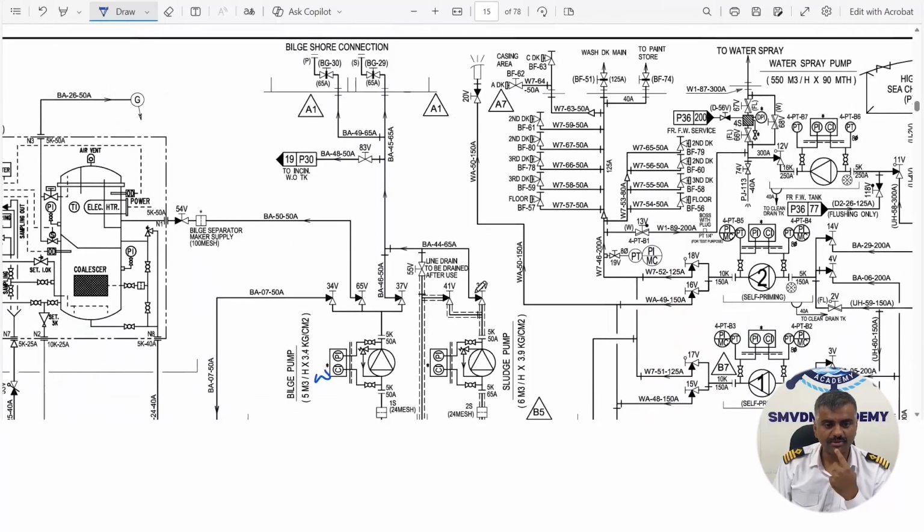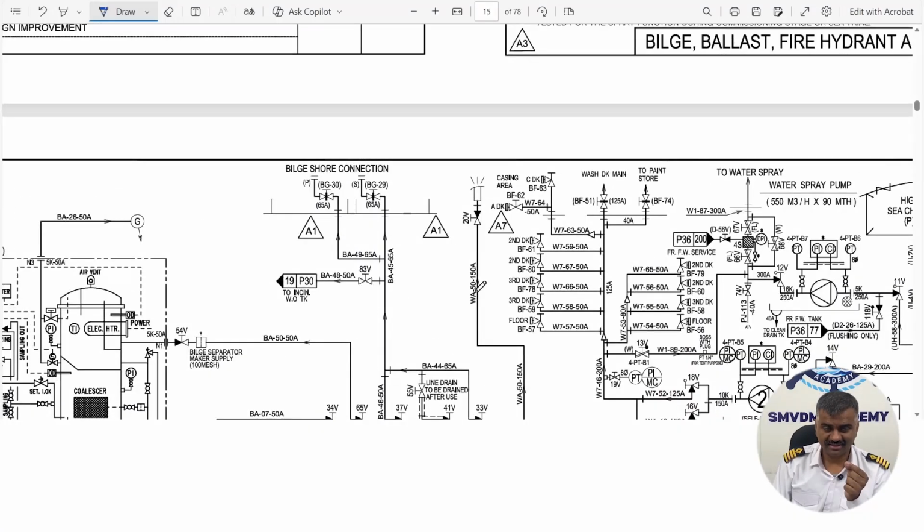So these were some of the questions in the why section. In the next section when we meet, we will look at some troubleshooting related to the bilge system.